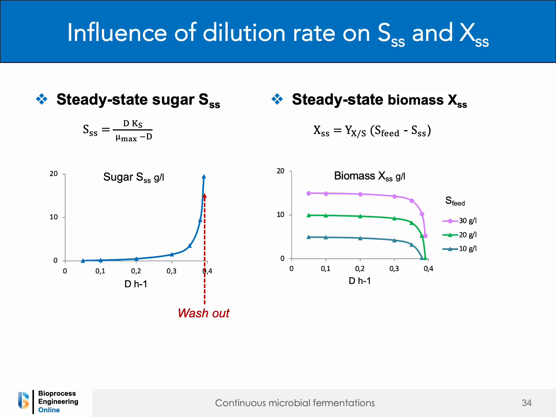In contrast, the steady-state biomass concentration, X_SS, depends on both the dilution rate and the substrate concentration in the feed. Increasing the feed substrate concentration leads to higher steady-state biomass levels. The biomass concentration is maximal at low dilution rates, when the substrate is fully consumed. As the dilution rate increases and the residence time decreases, the steady-state biomass concentration decreases. At excessively high dilution rates, the biomass concentration falls to zero, indicating that the rate at which cells are removed from the fermenter exceeds their rate of growth within the reactor.